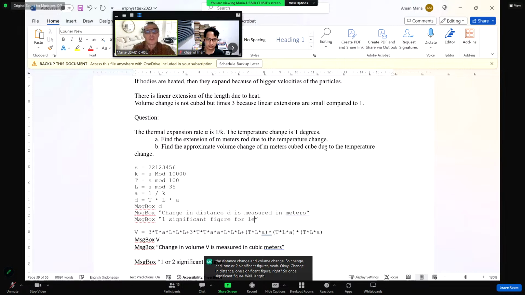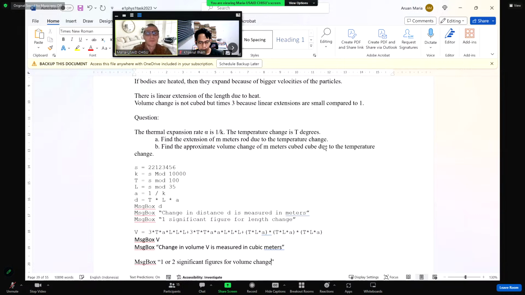For the length change, and either 1 or 2 significant figures for the volume change. For volume change, depending on your student number, okay?